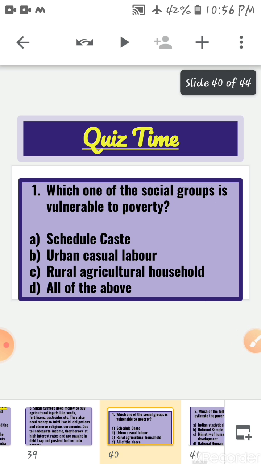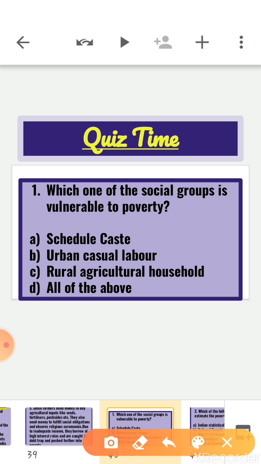Now it's quiz time. So the first question is, which one of the social groups is vulnerable to poverty? Options are, first, scheduled caste, option B, urban casual labor, option C, rural agricultural household, and option D, all of the above. So which one of the social groups is vulnerable to poverty? So the answer is option A, scheduled caste.